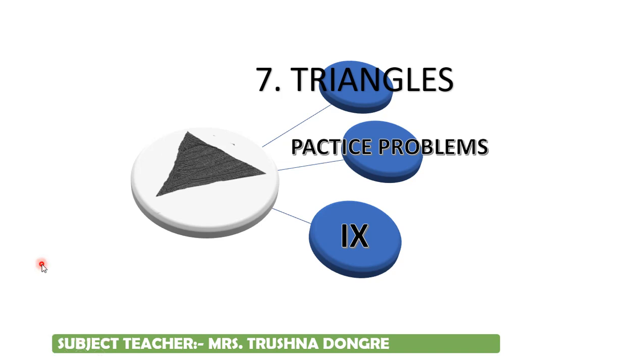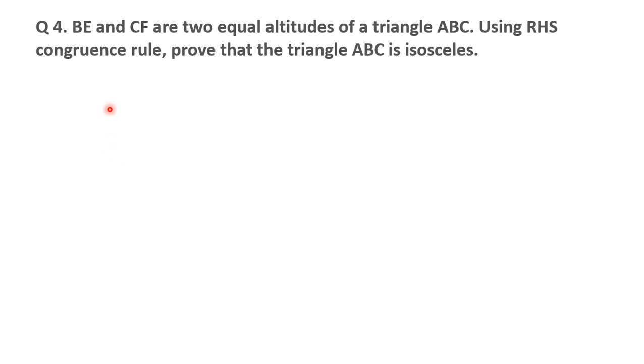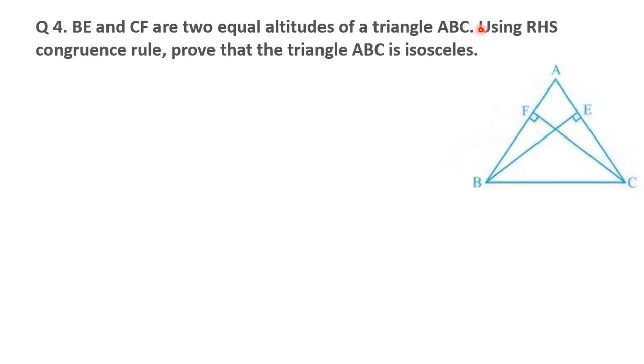Class 9th, chapter number 7, triangles. Today we'll start some practice problems. So here it is, question number 4 for the exercise 7.3. BE and CF are two equal altitudes of triangle ABC. Using RHS congruence rule, prove that the triangle ABC is isosceles.